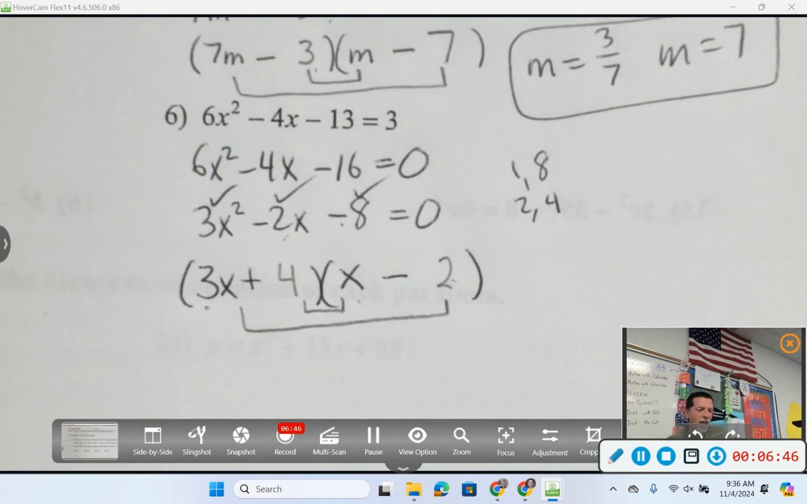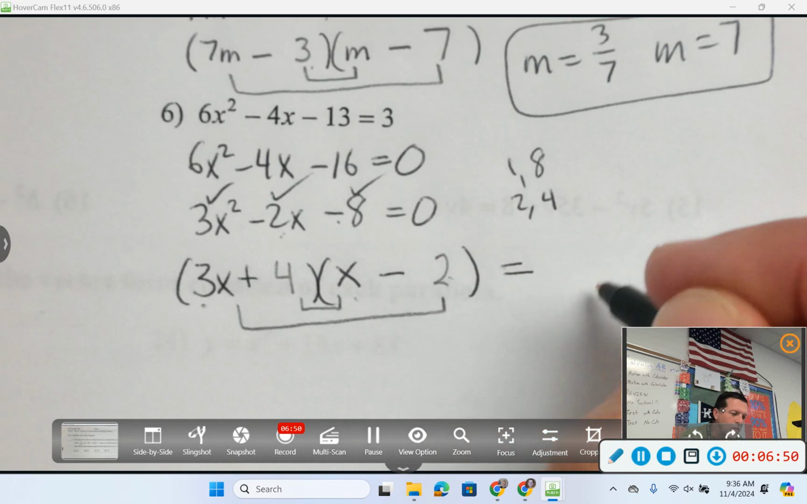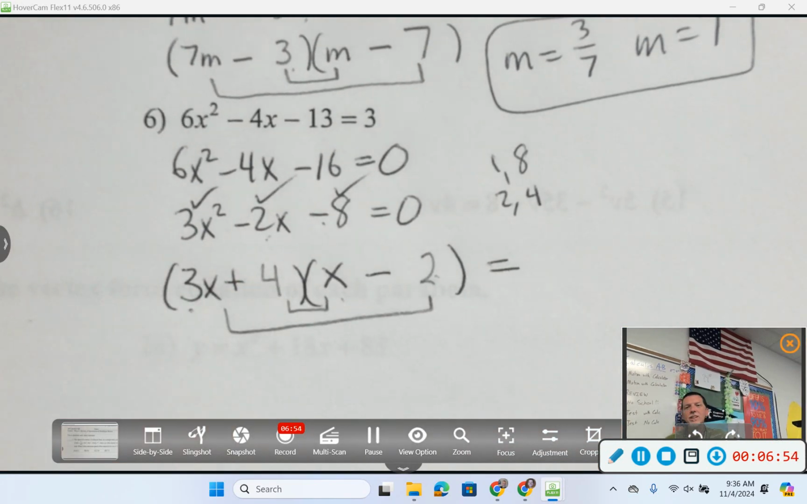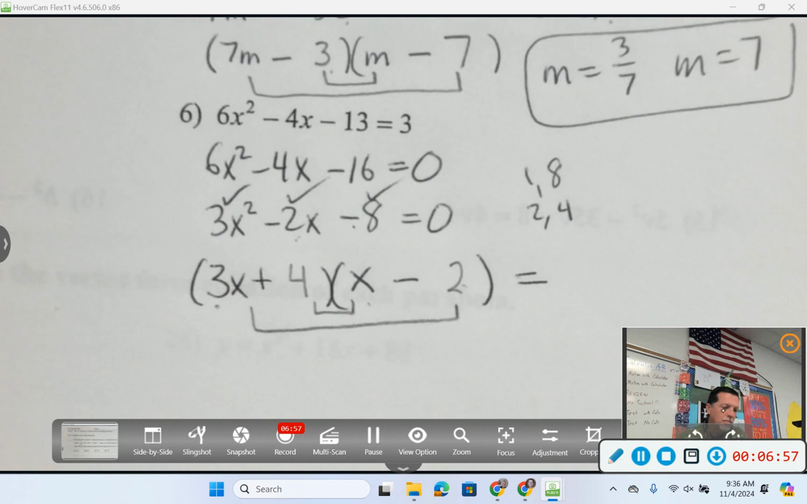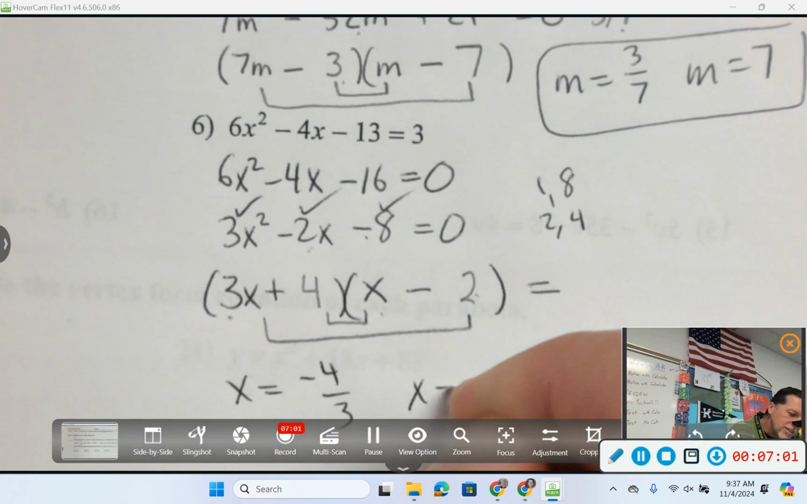When students factor wrong, I will usually, if I'm not in too much of a hurry, put equals and then multiply it out to show that, hey, that doesn't equal what you said it does. x equals negative 4/3 and x equals 2.